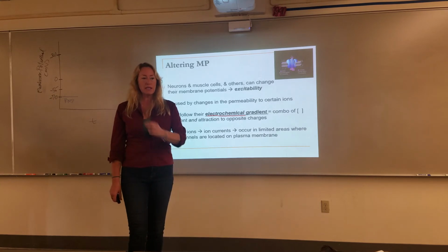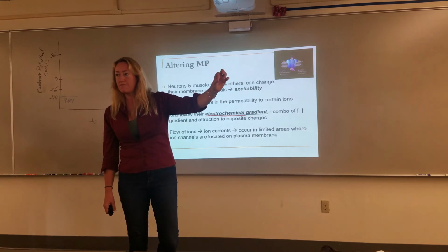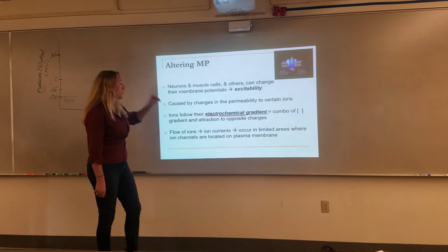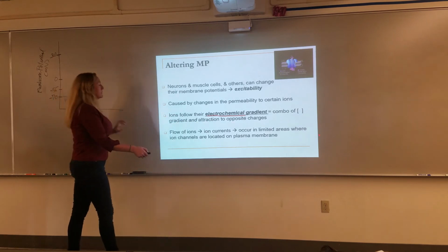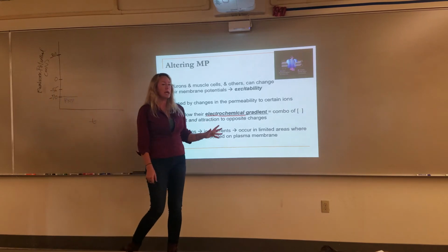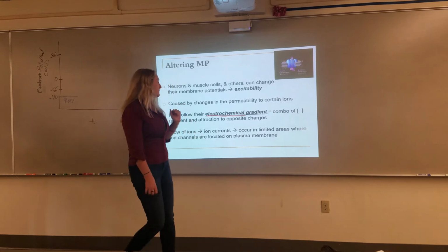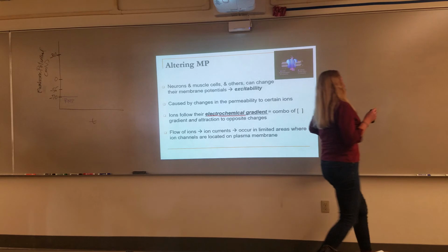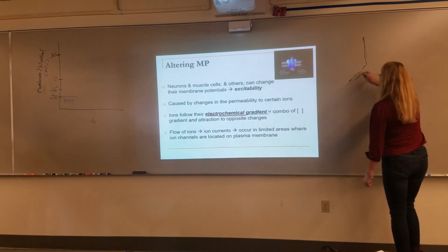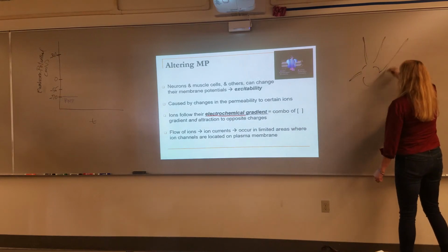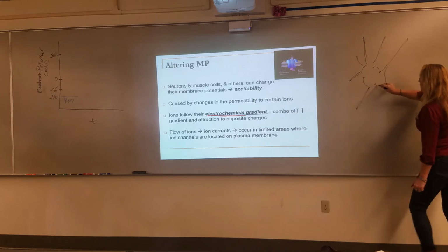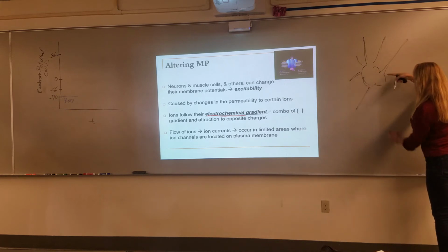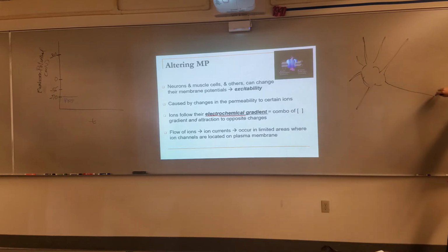And it literally makes the zip that goes down neurons when they fire an action potential or an impulse. So this occurs in limited areas where there's ion channels located on that plasma membrane. Now maybe I should draw the actual neuron. Okay, so we've got a cell body, right? And then all these dendrites that sort of come out. We've got the little base of the cell body, or the axon hillock, that gives rise to the axon.